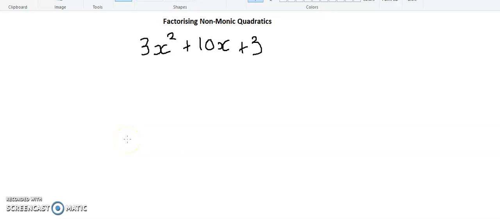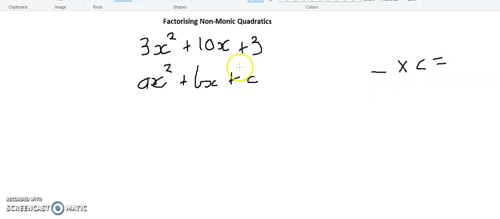So we are going to be looking at factorizing non-monic quadratics. The first thing I want us to think about is the quadratic form, ax squared plus bx plus c. The first thing we need to be doing is thinking about a times c. And a times c here is 3 times 3, which is 9.